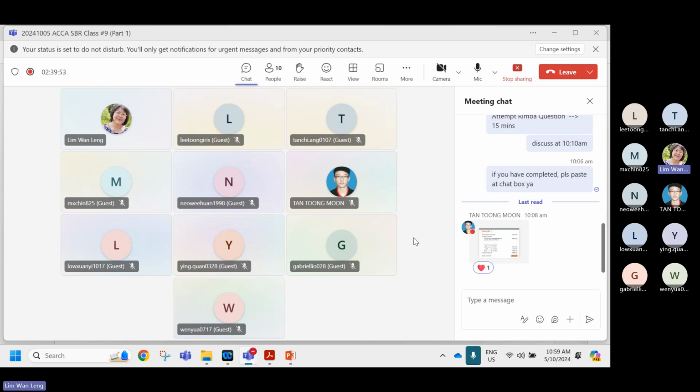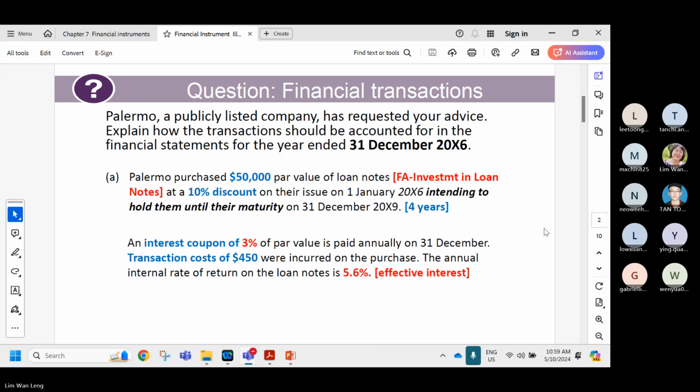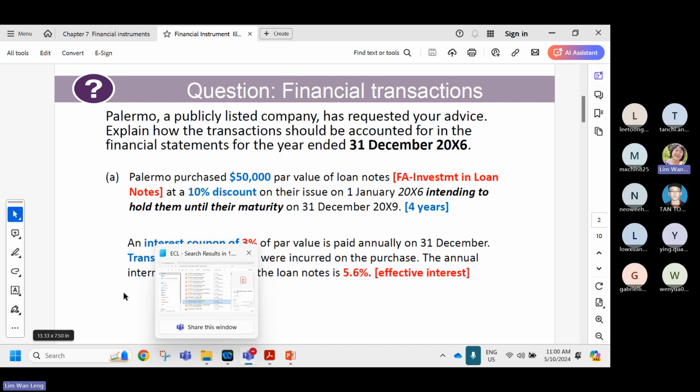Okay, so we will look at the Palermo illustration now, yeah? So you can see that all those that are highlighted in different colors, which means that these are the important information, all right? And of course, since we are just looking at the financial instrument classification and then the accounting treatment, the illustrations here will also be scenarios that you can apply your knowledge up to now. Okay, so we will look at this.